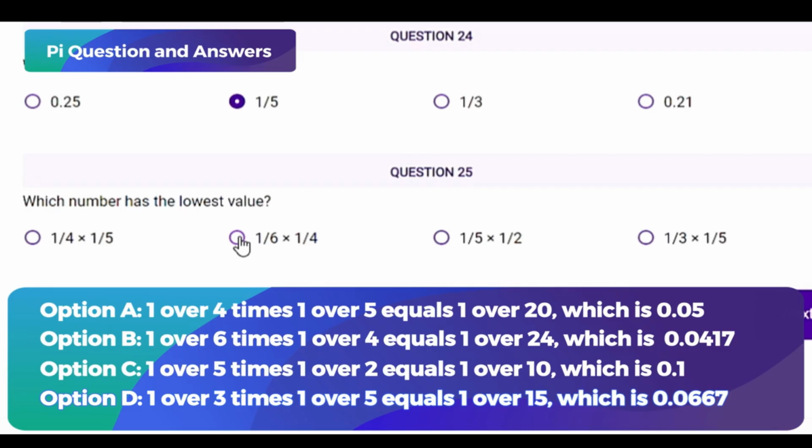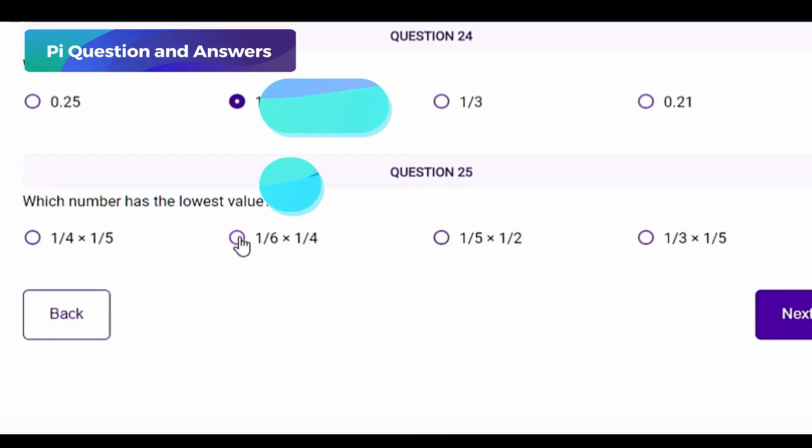Now compare 0.05, 0.0417, 0.1, and 0.0667. The smallest value is 0.0417, which corresponds to option B. Answer. The correct answer is option B, 1 over 6 times 1 over 4.